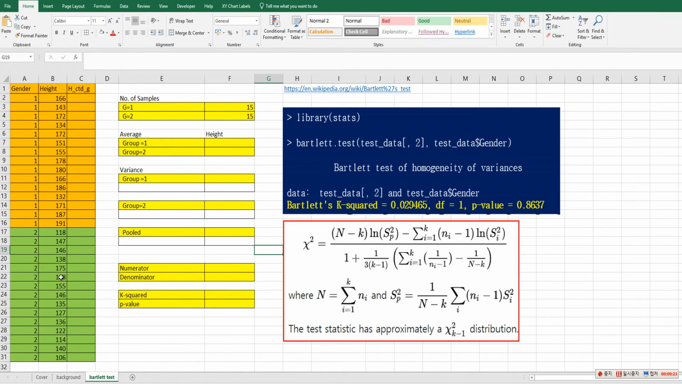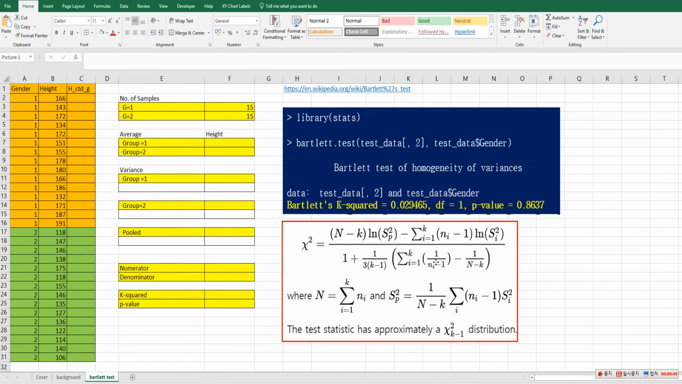I have prepared very simple data. There are two groups and we measured height for each group. So we want to test whether these two groups have same variance. In our program, we can do Bartlett's test by bartlett.test function from stats library. So I want to show you how to get this Bartlett's k-squared value and p-value by using this formula.